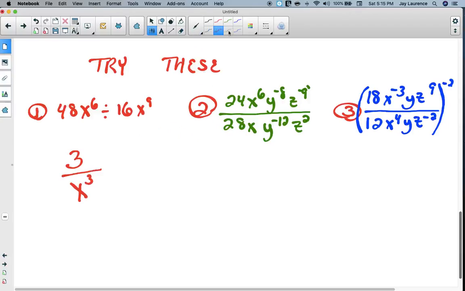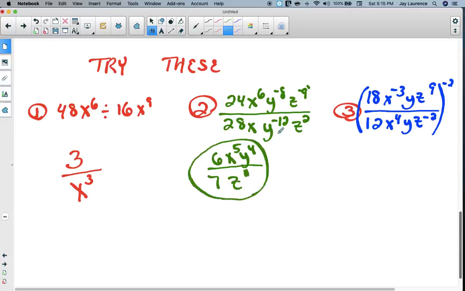All right, for this green one, again, if you haven't tried it on your own, please do so. All right, looks like I'm going to divide them both by 4, which is going to give me 6/7. I think I'm going to have an x to the 5th in the numerator. I'm going to have a y to the 4th in the numerator, and a z to the 11th in the denominator. And there we go.